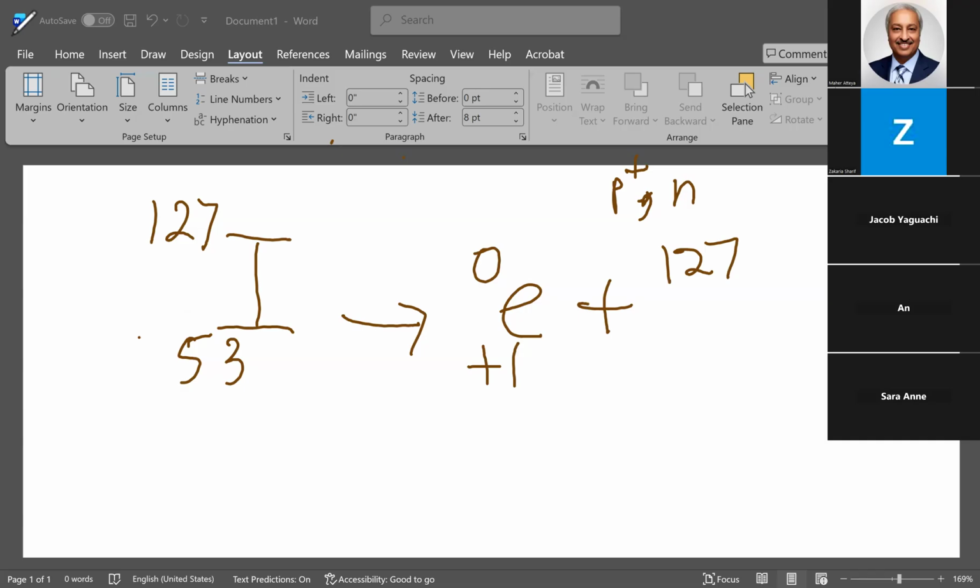So how about the atomic number? What will be the atomic number? 50 what? How about 50 what? Come on, guys. 52. 52, correct. What's the 52? The 52 is what element? Tellurium. Tellurium, Te? Yes.